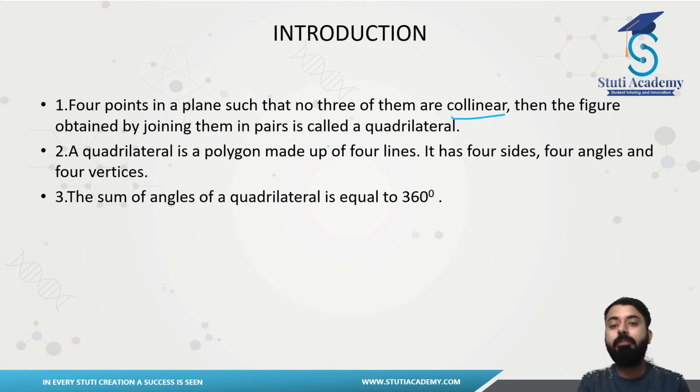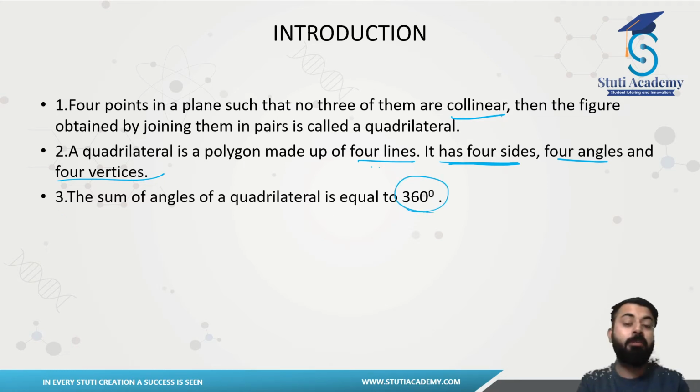Then a quadrilateral is made up of four lines. It has four sides, four angles, and four vertices. This is what I'm trying to tell you from the very beginning of this chapter. There will be four lines, so you can say four sides, four angles, and four vertices. And the sum of angles of a quadrilateral is always 360.